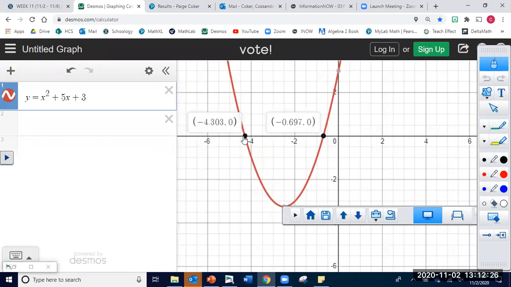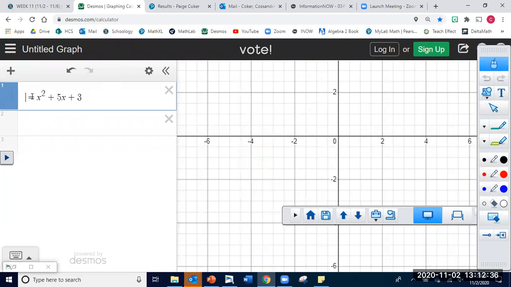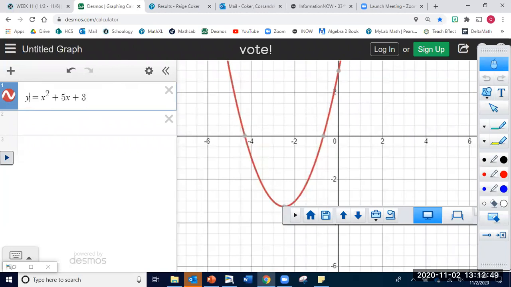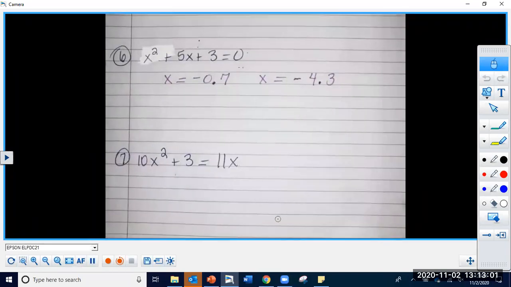But if you go up here and just change y to 0, it'll also give you those values too. So you can type it in like that if you wanted to. If you do y, that's going to give you the actual parabola. But if you say 0, it's going to show you those vertical lines going through those points. So for graphing, it'll work out nice if it doesn't factor, because you just type it in. So x equals negative 0.7, rounded to the nearest tenth, and negative 4.3.